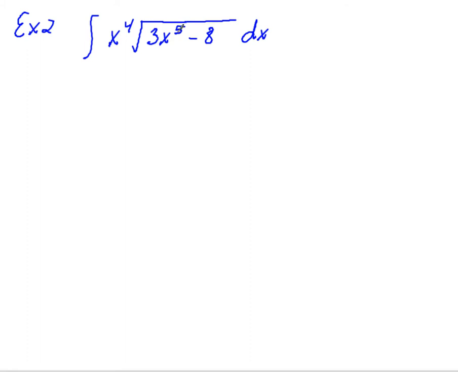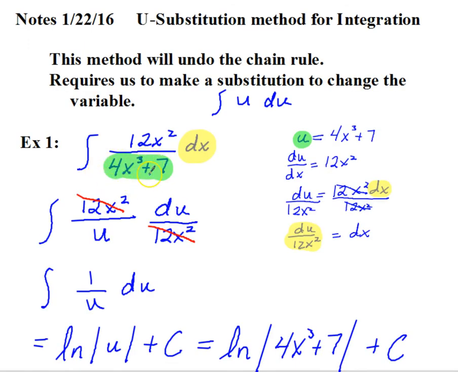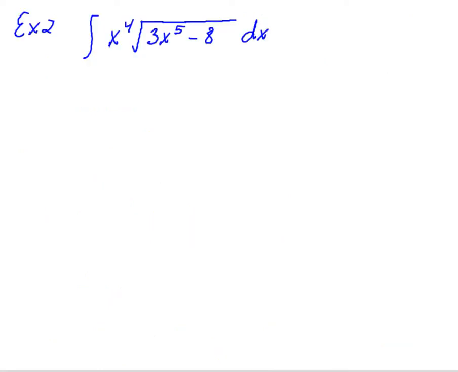Again, it takes experience. You'll find that often you use the entire denominator to be u. In terms of square roots or radicals, you'll use the entire radicand as u very often. So I'm going to choose that to try. So u is going to be equal to 3x to the fifth minus 8. Then take the derivative of that u, and I'm going to write my derivative in differential form. du is equal to 15x to the fourth, the derivative of negative 8 is 0, dx.